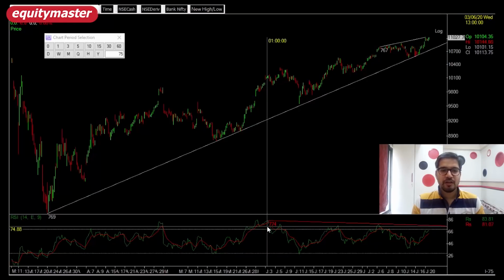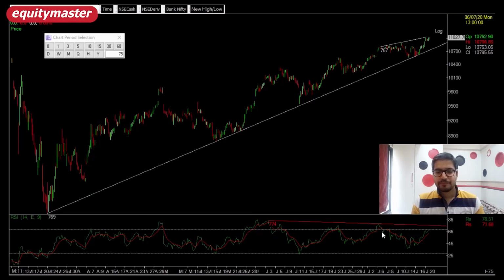As you have seen over here, the RSI peaked out in June, and since then the RSI has been forming lower tops, but the indication becomes very strong when the next peak of the RSI is below 70. Here you can see the dotted line is the level of 70, and right now the RSI is placed below 70. So if the Nifty moves higher by 100 points, then there could be a chance that the RSI may move above 70.